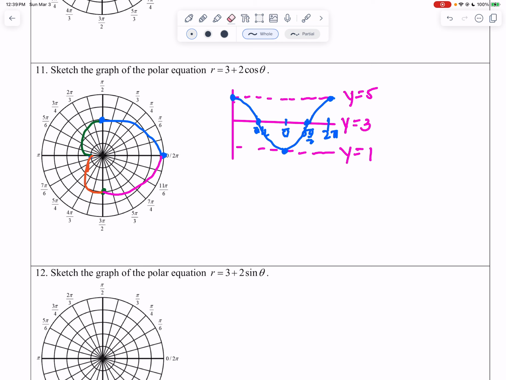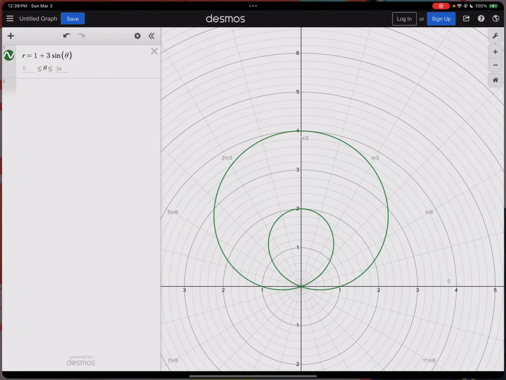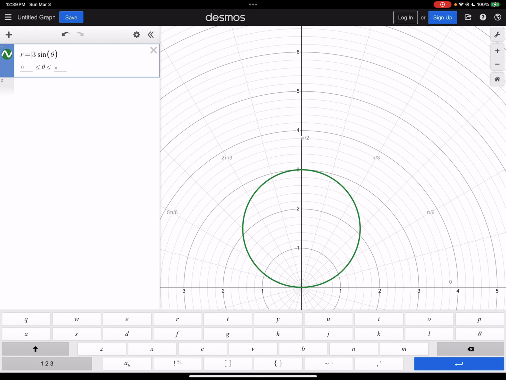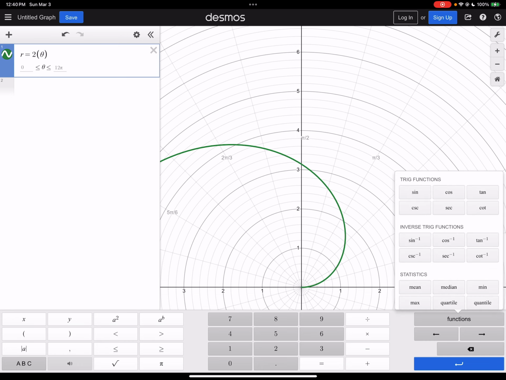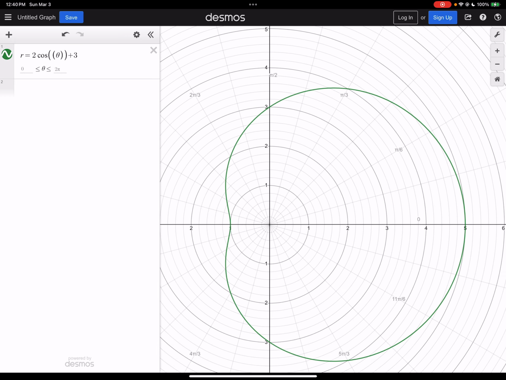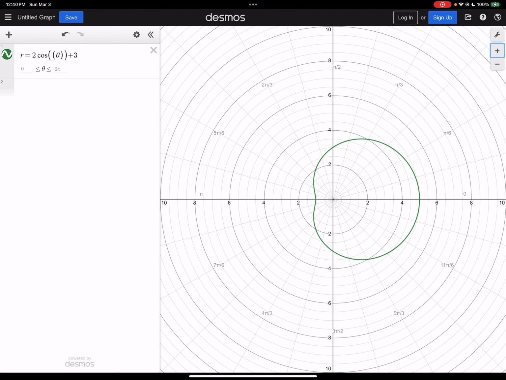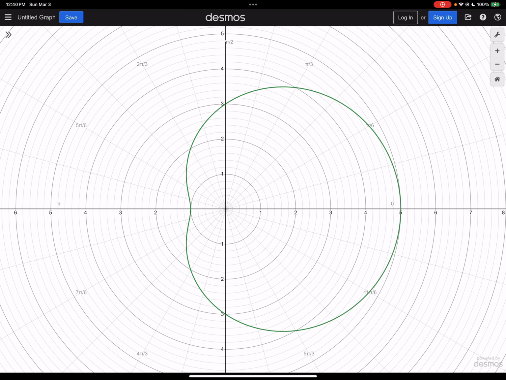The Desmos version of this, because this obviously is not the prettiest, is going to look like 3. Let's see, that's a 2. So 2 cosine of theta, and then plus 3. Looks like this lovely thing right here. Very pretty, I know.